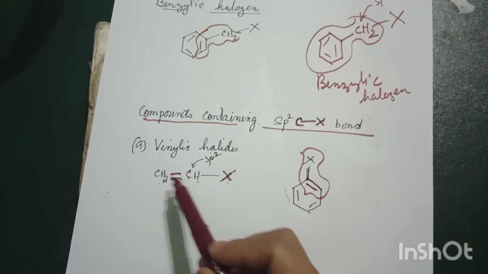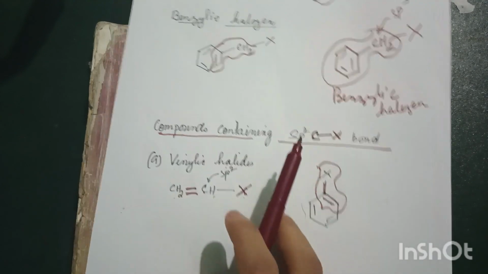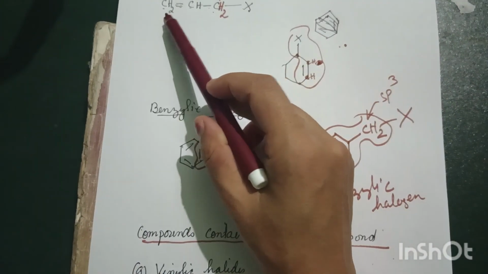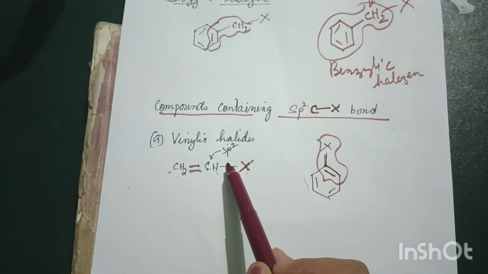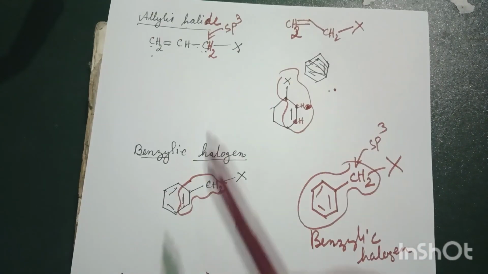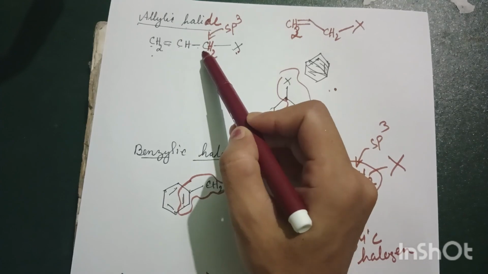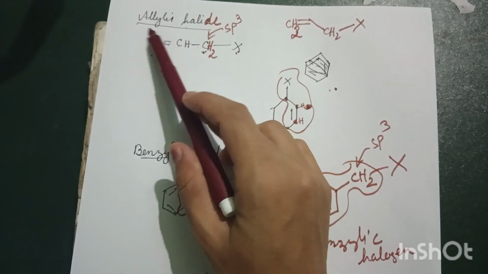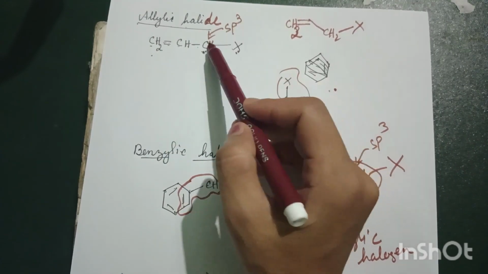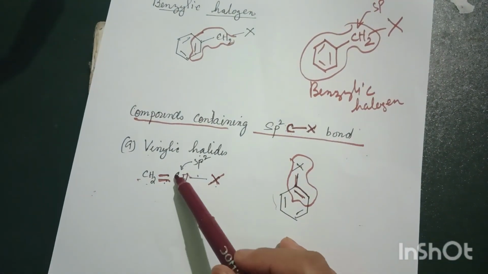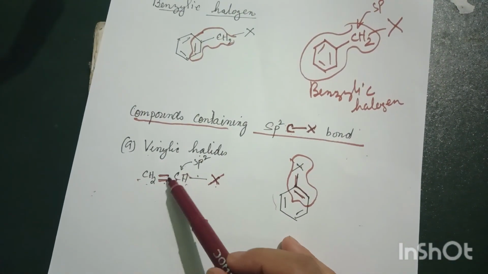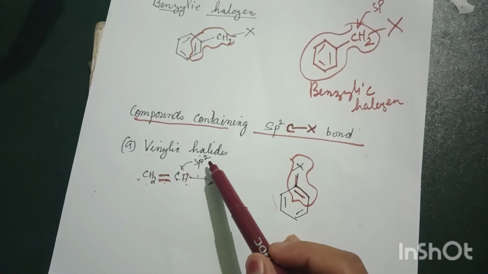So vinylic and allylic are a little bit different. What are the differences? One has 3 carbons with a double bond and the other has 2 carbons with a double bond. The carbon attached to the halogen in allylic halide is sp3 hybridized, that is single bonded, and in the case of vinylic halide, the halogen-connected carbon is double bonded, that is sp2 hybridized. Okay.